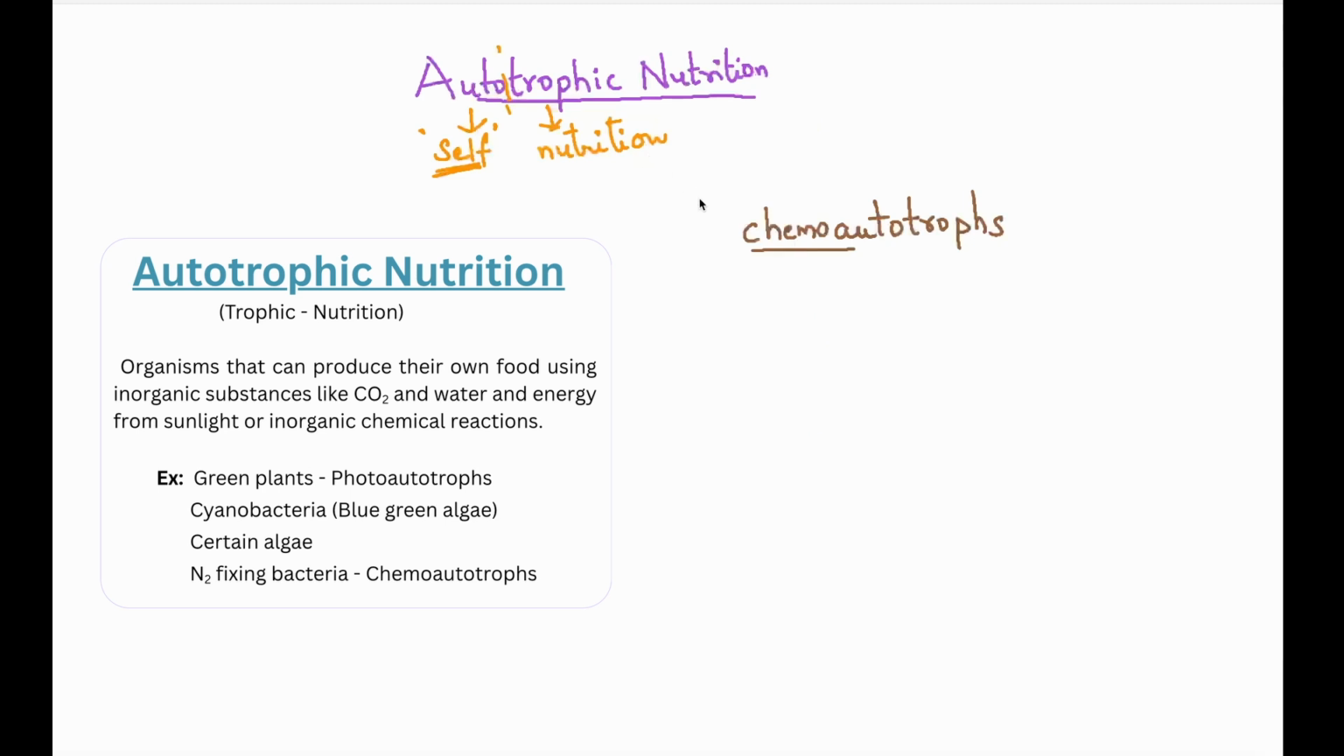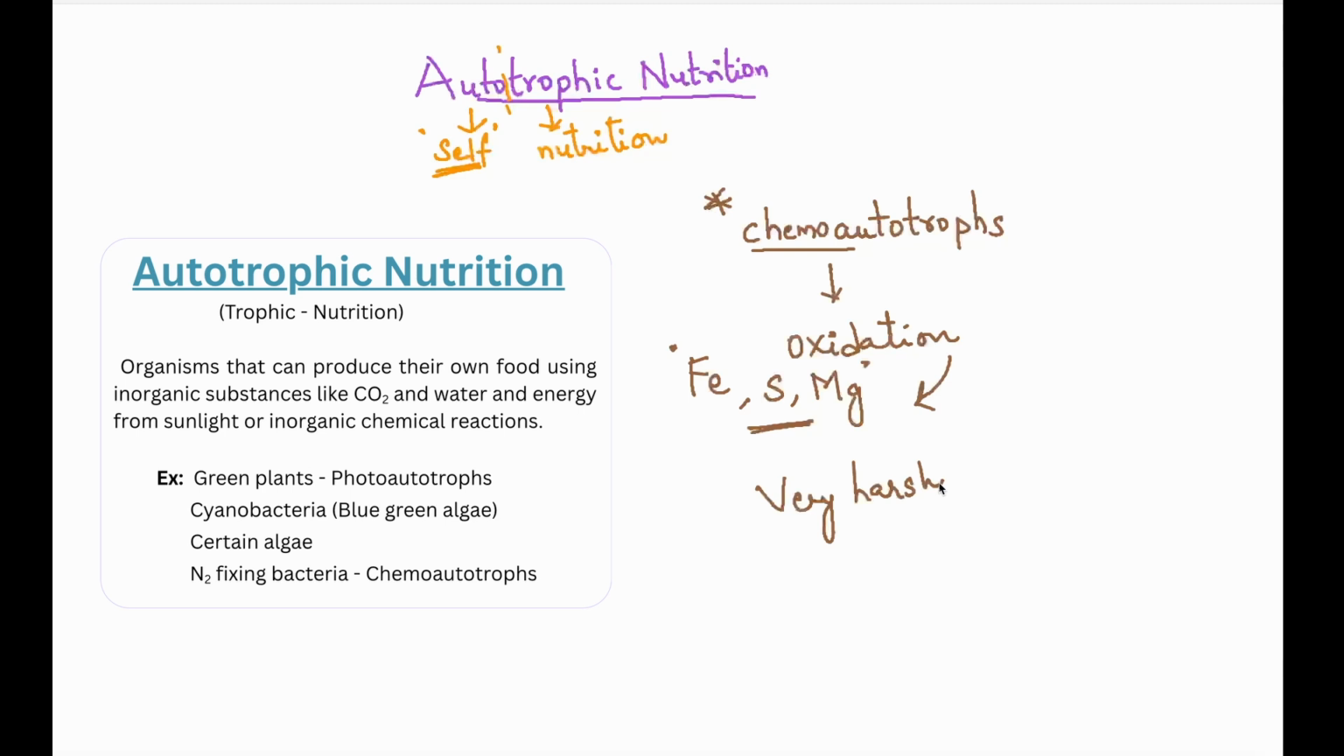And then we have chemoautotrophs. So chemoautotrophs are a class of organisms that obtain their energy from the oxidation of inorganic molecules such as iron, sulfur, or even magnesium. So these organisms also produce their own food, but the energy is coming from the oxidation of inorganic molecules. The most interesting feature about these organisms is they usually live in very harsh environments like the deep thermal sea vents.